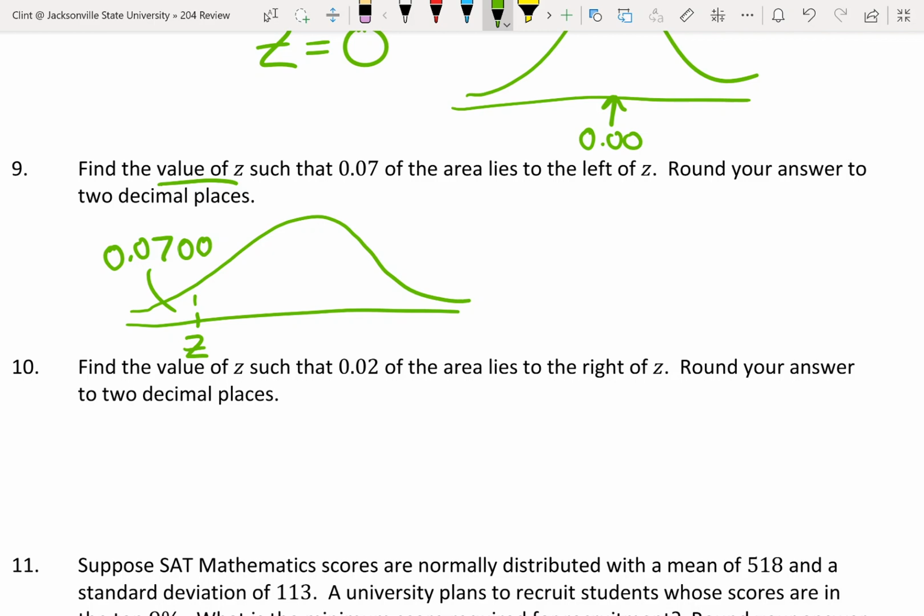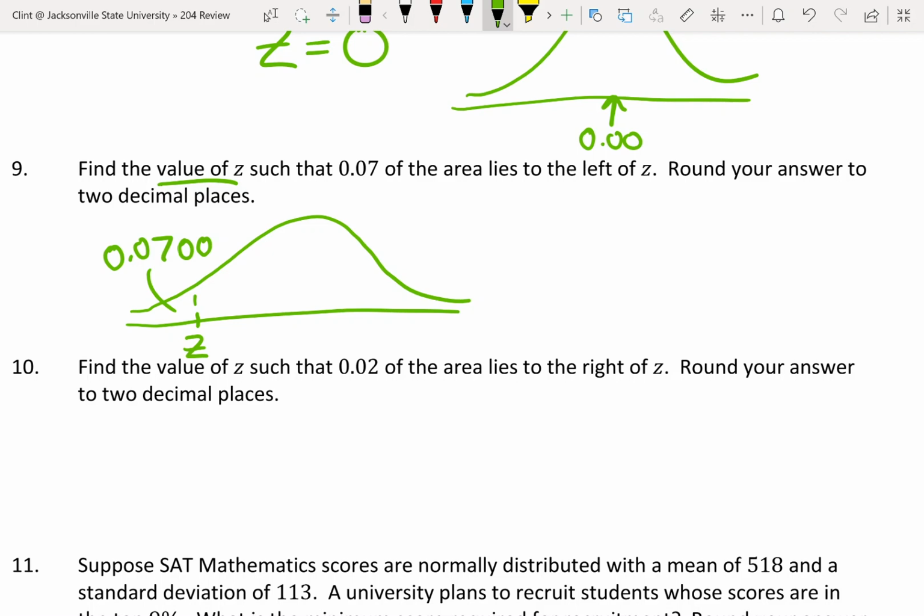Because it's a small area, and since it's to its left, we're going to have it over there on the left. If that was the z, then it would be on the right. Okay, so we're looking for 0.0700. If it's not in there exactly, we get as close as we can get.